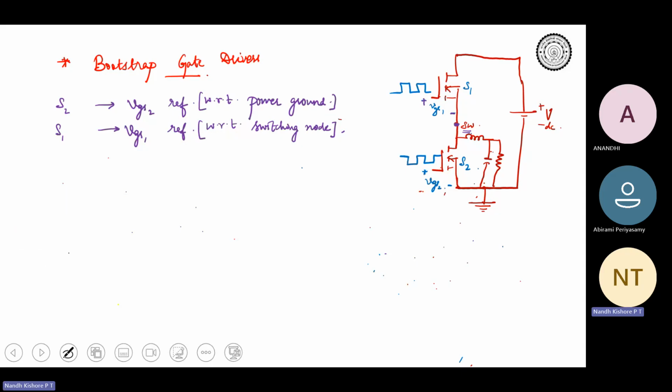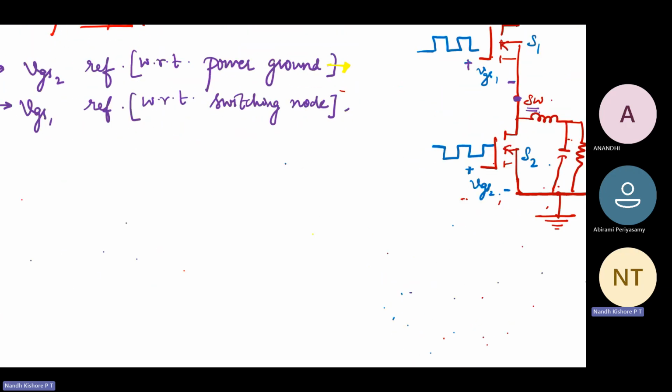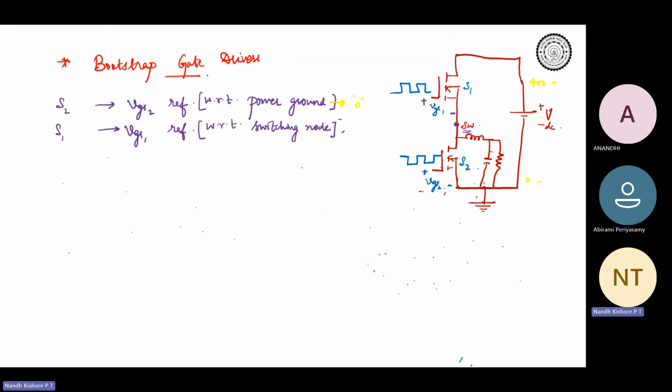As far as VGS2 is concerned, the power ground is a fixed potential. So if this is 400 volt, then this point is zero. That is the idea. Power ground is at a fixed potential, so you can call it the reference, zero voltage.